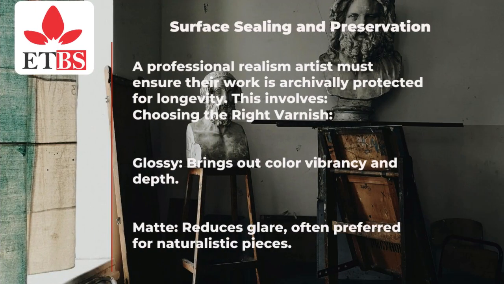2. Surface sealing and preservation. A professional realism artist must ensure their work is archivally protected for longevity. This involves choosing the right varnish. Glossy, brings out color vibrancy and depth. Matte, reduces glare, often preferred for naturalistic pieces. Satin, a hybrid with balanced qualities.